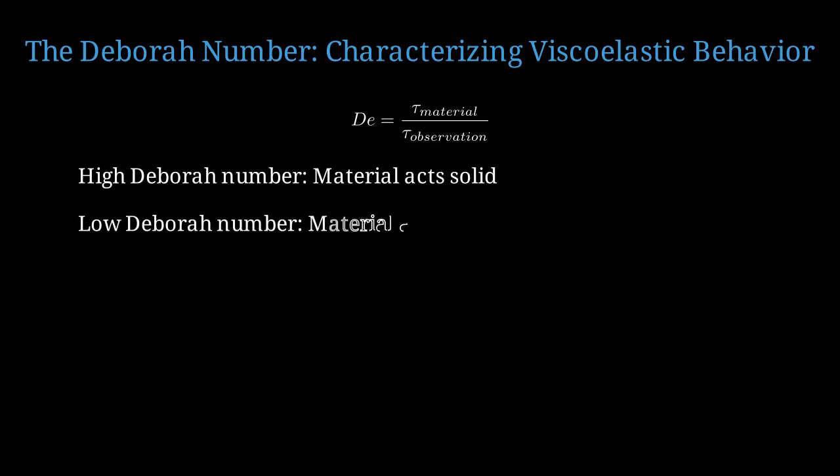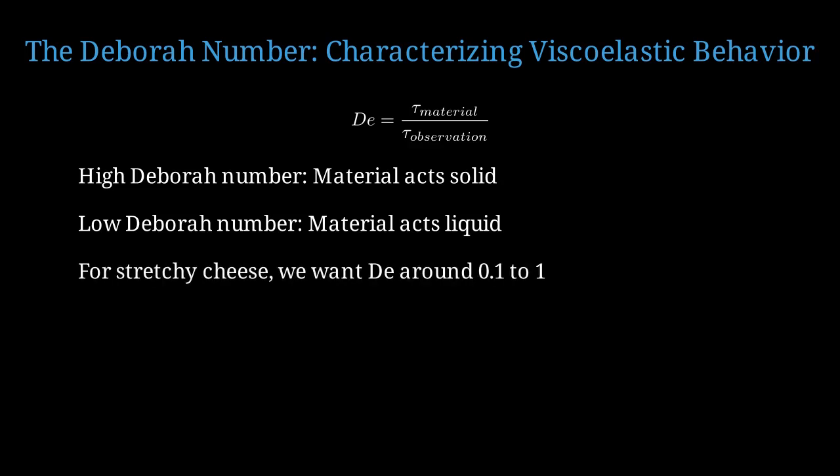When the Deborah number is much less than 1, the observation time is long compared to relaxation time, and the material behaves like a liquid. For optimal cheese stretching, we want a Deborah number around 0.1 to 1. This gives us the perfect balance between solid-like and liquid-like behavior.